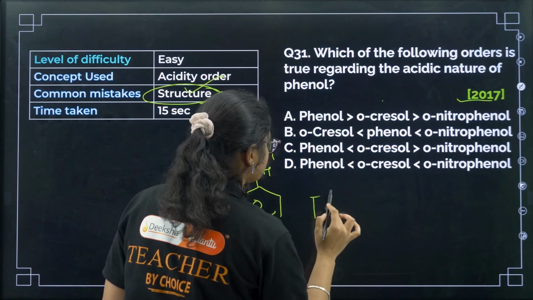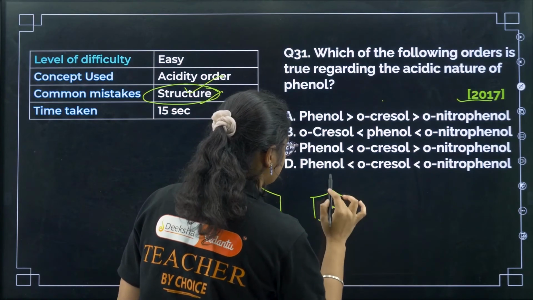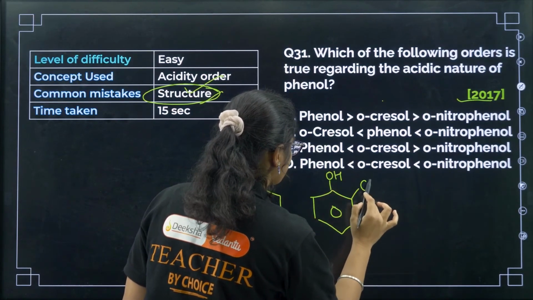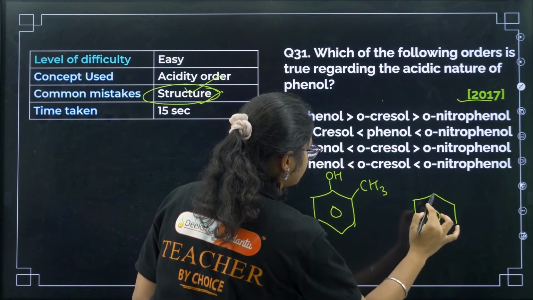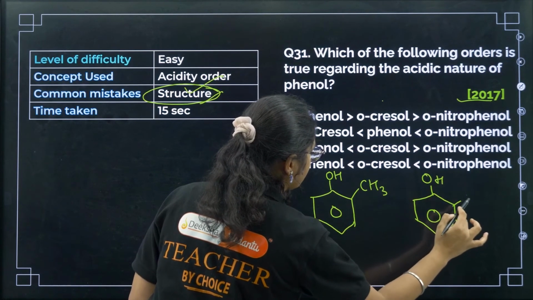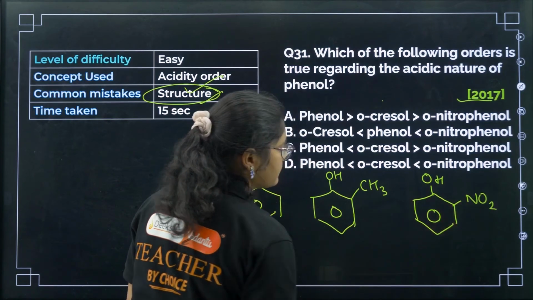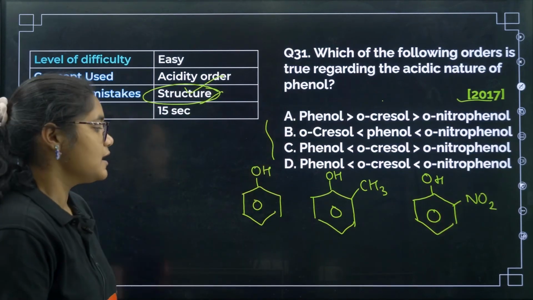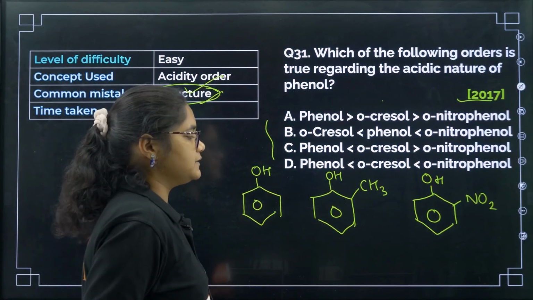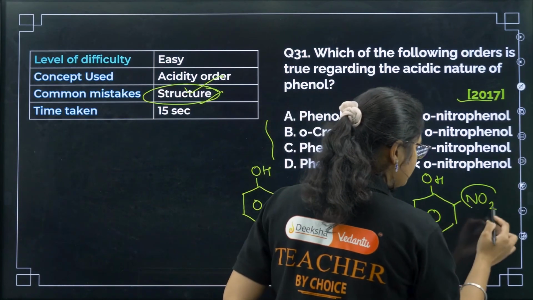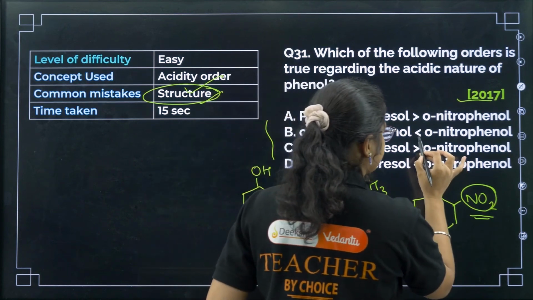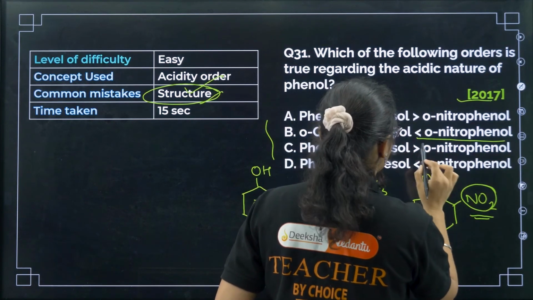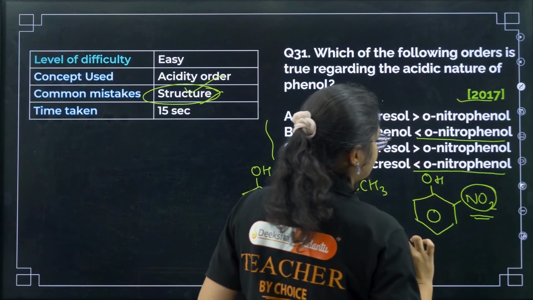Then you have orthocresol, and next you have orthonitrophenol. These are the groups that are present. Now here, if you see, nitro is an electron withdrawing group, so definitely its acidic nature will be the highest. So here we have highest as nitro group, and here we have nitro group in the highest.